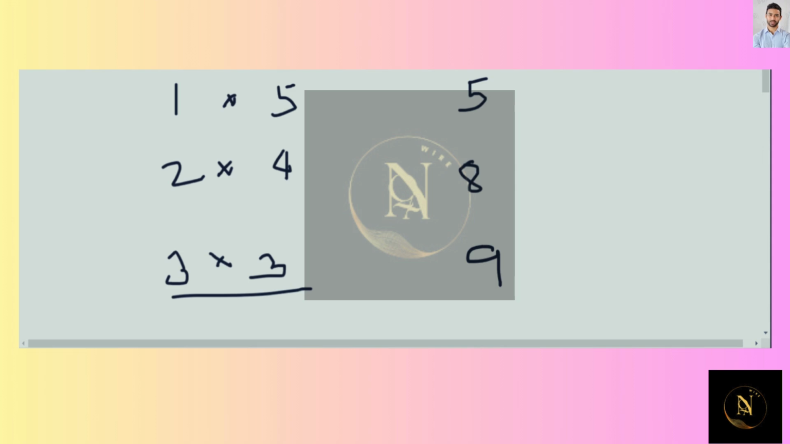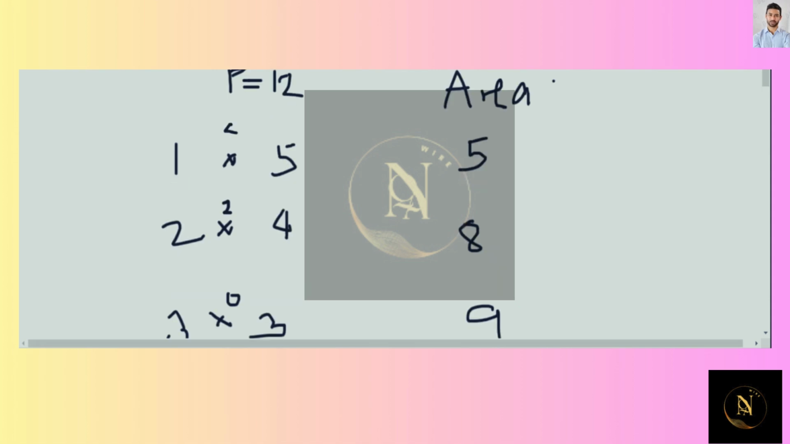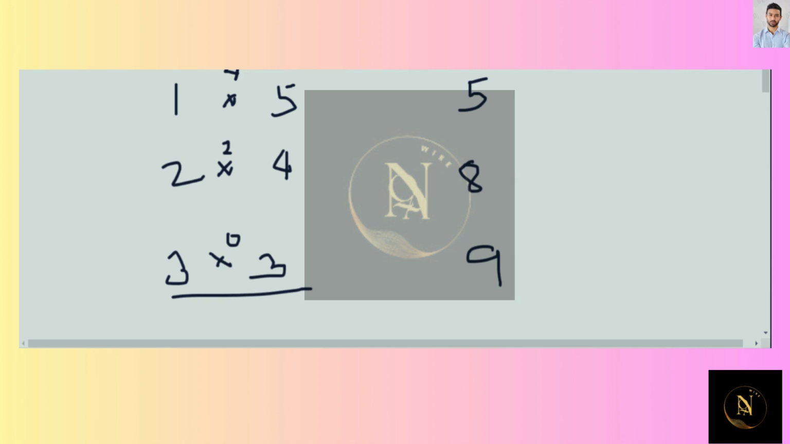So as you notice, look at the difference between the lengths: 3 minus 3 is 0, 4 minus 2 is 2, and 5 minus 1 is 4. As the gap is getting smaller, its area is getting larger.